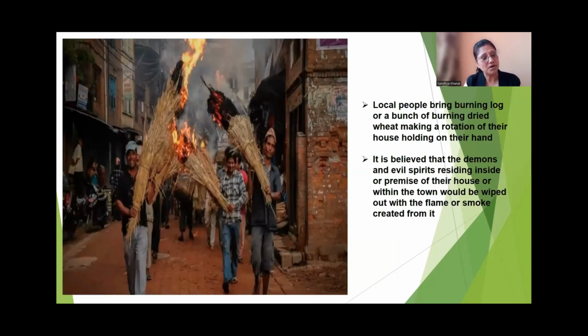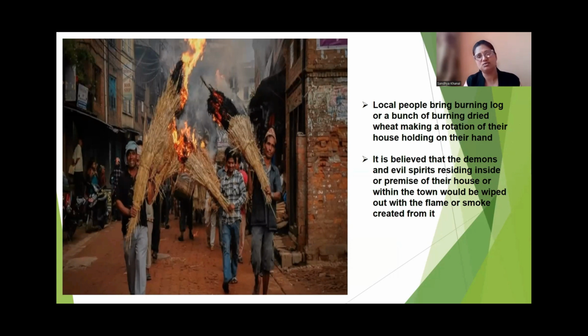And before burning this, especially in the Bhaktapur area, local people bring a burning log, or a bunch of burning dried wheat or straw. First of all, they will burn either the log or this bunch of dried wheat or straw, and they make a rotation around their house, holding it in their hand.